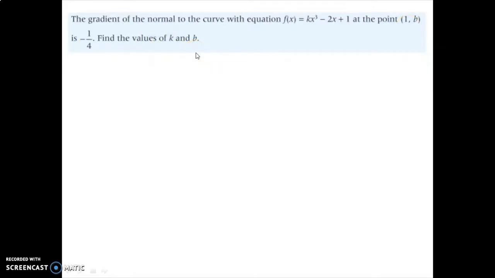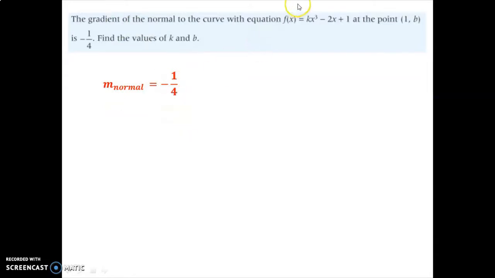Okay, this one is way more abstract. We have an unknown value b here, unknown value k, that's our goal. Try it out, and then I'll help you through it step by step. See if you can get k and b first. Okay, now let's break it down. So first of all, we are told the slope of the normal, the gradient of the normal, is negative 1/4. Great. How does that help us?